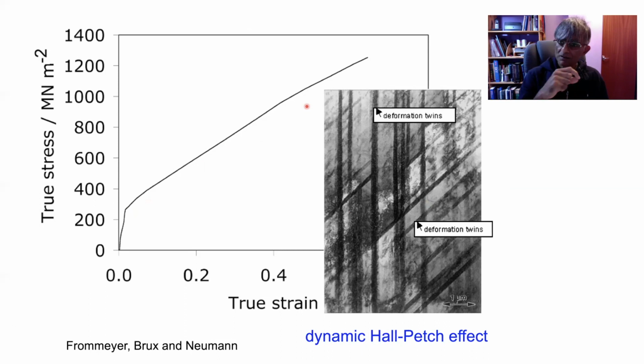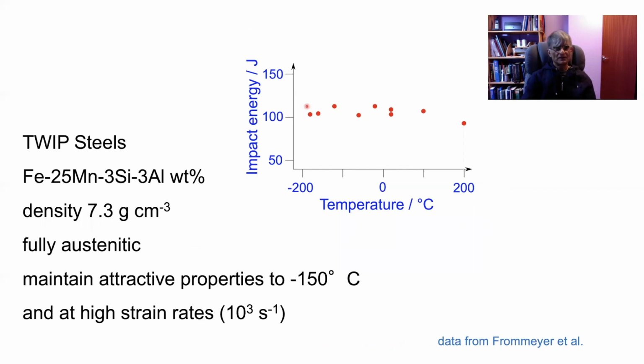Now, these are quite remarkable steels. So you have something like 25% weight manganese. There are many variants of this, but roughly speaking, this is a good example. 25% weight manganese, 3% silicon, and 3% weight aluminum. I'll explain the role of the aluminum later. And they're known as TWIP steels, twinning-induced plasticity. Now, because we have these elements in large concentrations, and remember, these are weight percents. In atomic percent, these would be even larger.